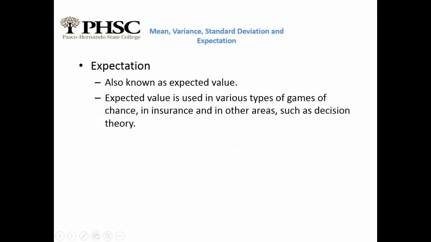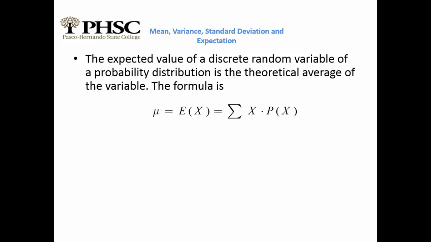So expectation is also known as expected value, and expected value is used in various types of games of chance and insurance and other areas such as decision theory. So what we've found, the mean of this can also be called the expected value. So when I flip a coin, what is the expected number of heads to get? When I roll a die, what is the expected number of spots that will come out? And so the mean is also known as the expected value.